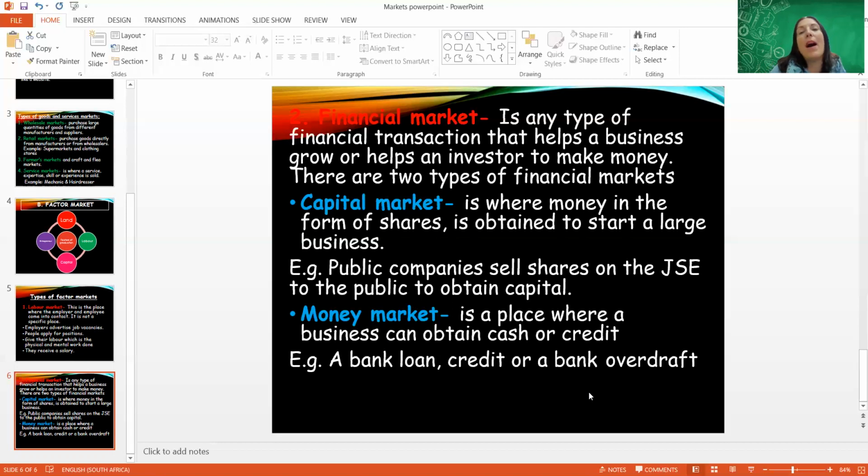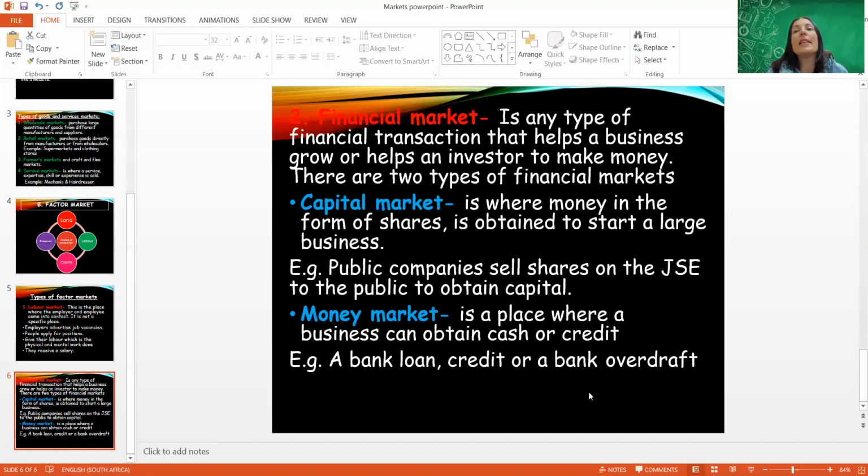So the public buys, the public meaning you and I, we can buy shares in a company, and the company uses that money from the shares in order to expand the company, buy more equipment, and so on, grow the company. So that is what we call the capital market, where shares are being sold in order for a business to grow or even to start up. And then we look at the money market.